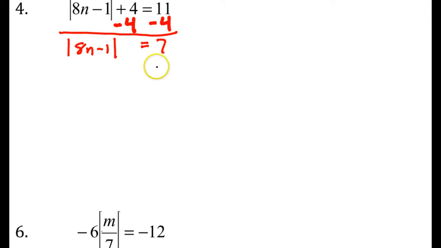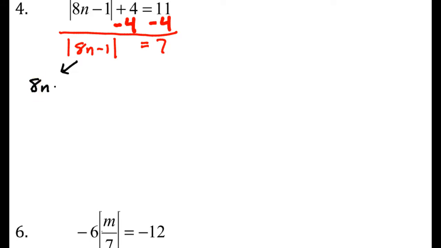Okay, this has a number on the outside, so before I break it up, I am going to undo that number by doing the opposite. Okay, so this is a +4, so I'm going to subtract 4 on both sides. So we got absolute value of 8n minus 1 equals 11 minus 4, which is 7. Okay, now, since I have nothing on the outside, I can go ahead and break it up into 2 parts.